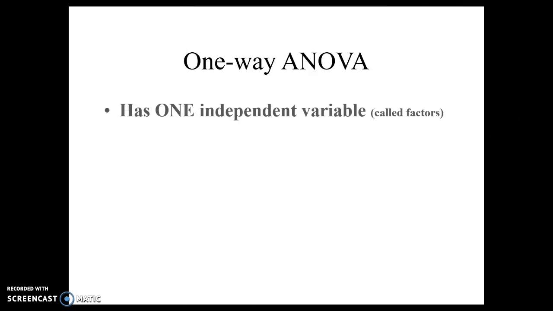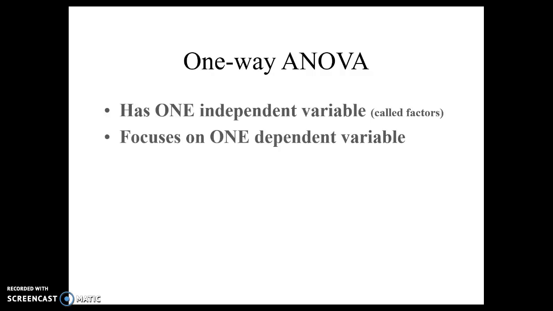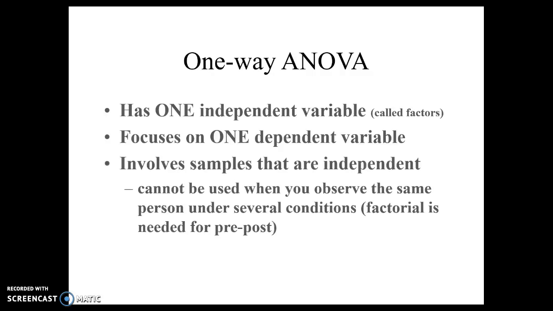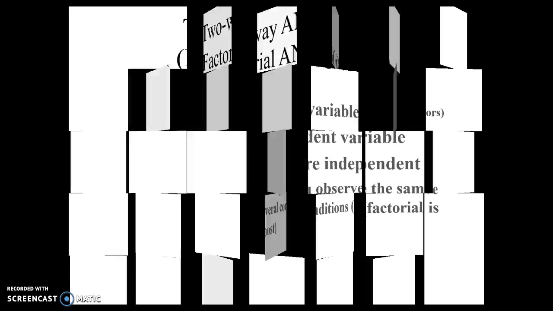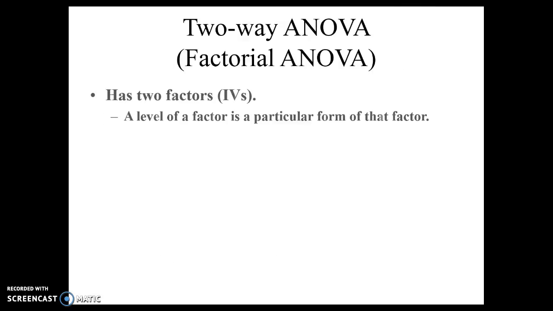One-way ANOVA has one independent variable, which we call a factor, and it focuses on one dependent variable, which is going to be our continuous value. Keep in mind that this is not a pre-post. These are different people. So male and female, this is not a pre-post. If you want to do pre-post, that's going to get into Factorial ANOVA.